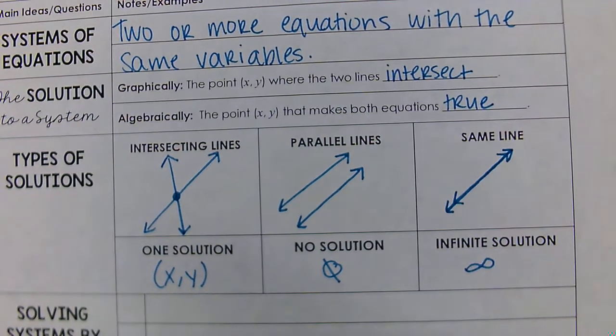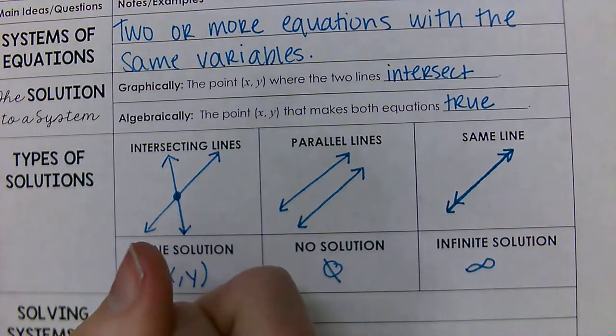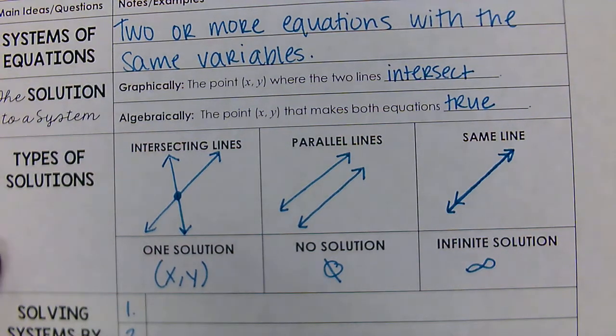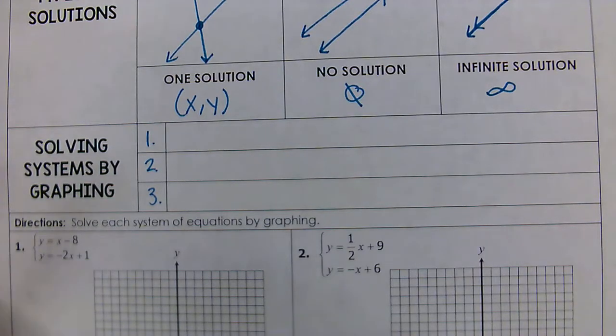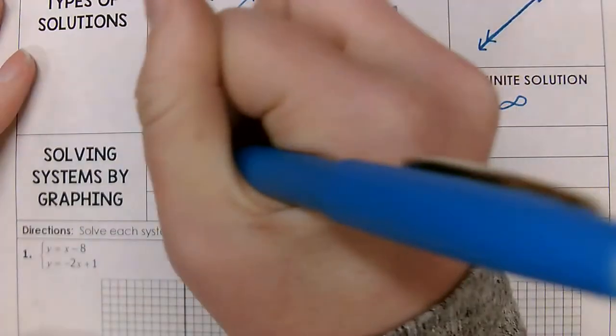To solve by graphing, we have a few ways to solve systems of equations, but we're going to start with solving with graphing. So to solve by graphing, we have 3 steps. Oh, I guess you should see that. Okay, we have 3 steps. So the first step is to rewrite the equations in slope-intercept form.